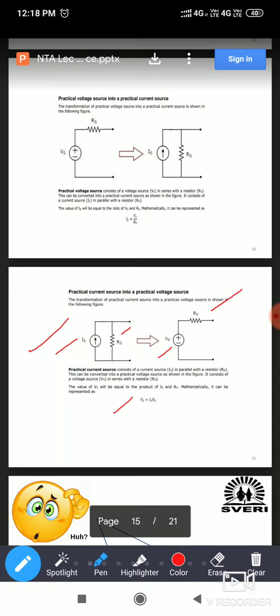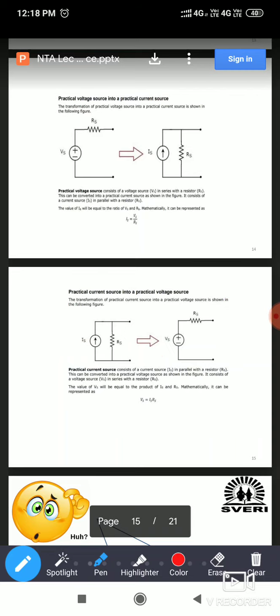Then how to find the value of VS? Simply Ohm's law again, V is equal to I into R. So you use Ohm's law, so VS is equal to IS into RS. Okay. So in this way you can easily transform one type of source into another type.